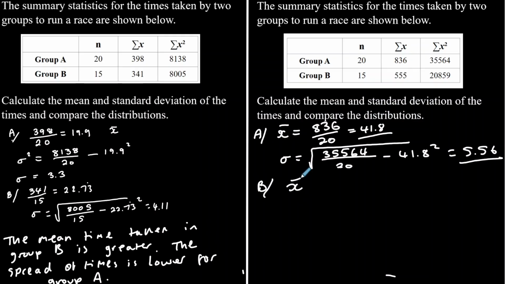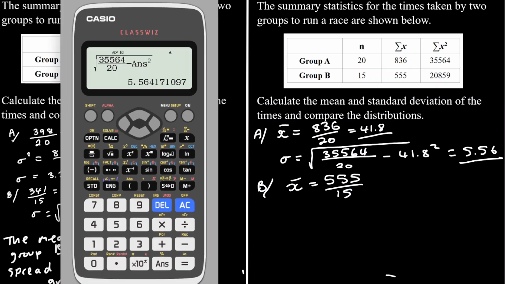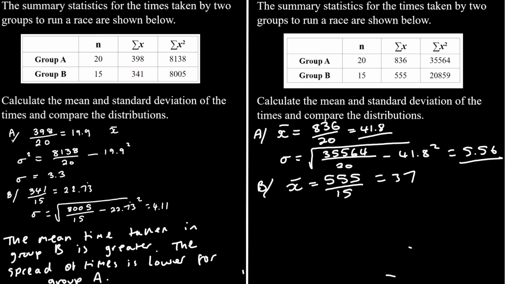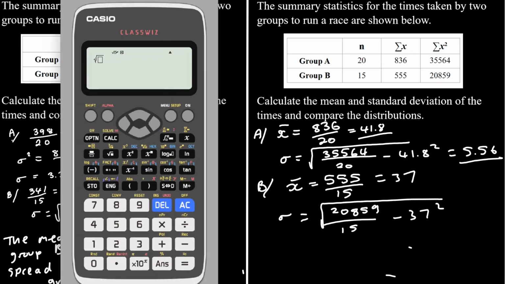So the mean is them all added up divided by how many? That's 555 over 15. So 37. And the standard deviation, the square root of the mean of the squares minus the square of the mean. And we get 4.65.